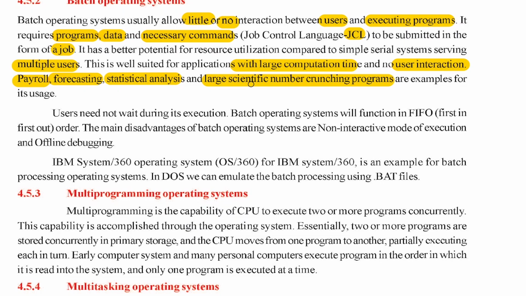As examples, we have the IBM System/360 operating system, OS/360, which is an example of a batch processing operating system. In DOS, we can emulate batch processing using .bat files. That's also using DOS, and also using Windows, we have the IBM system, that is OS/360.